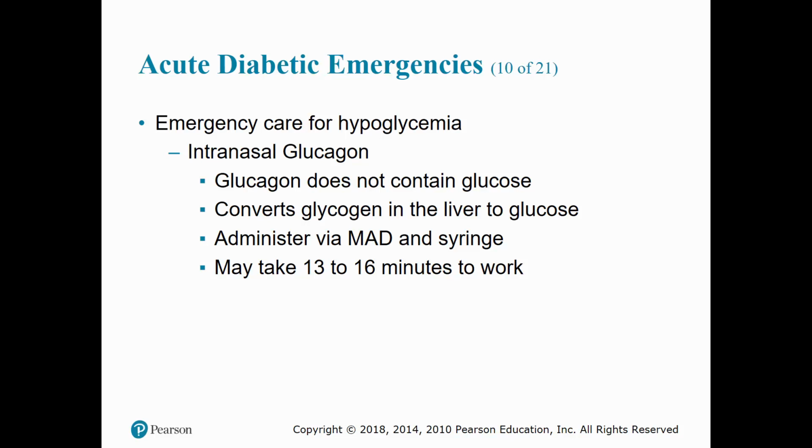In some areas, we also have the option for what's called intranasal glucagon. Administering glucagon can raise the blood glucose level. However, its effectiveness depends on the amount of glycogen that remains in the liver for the glucagon to work on. If protocols allow you to use intranasal glucagon, administer the glucagon solution using a mucosal atomizer device and syringe. Intranasal administration of glucagon has been shown to have effectiveness comparable to that of IM and sub-Q glucagon administration.